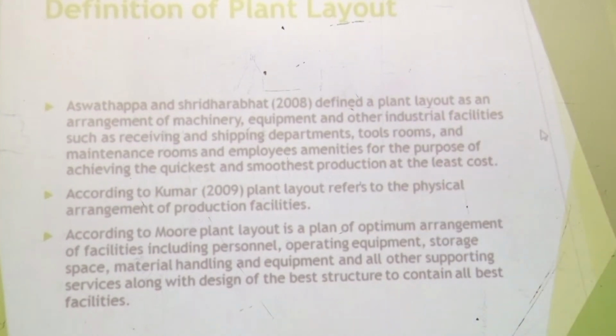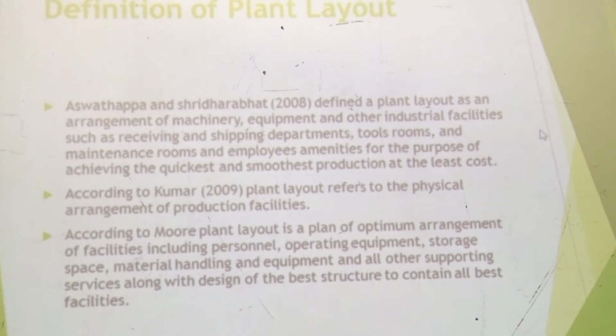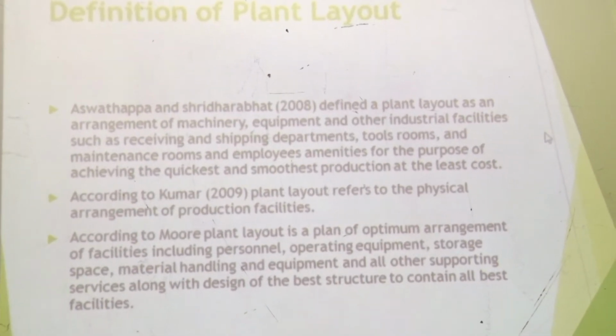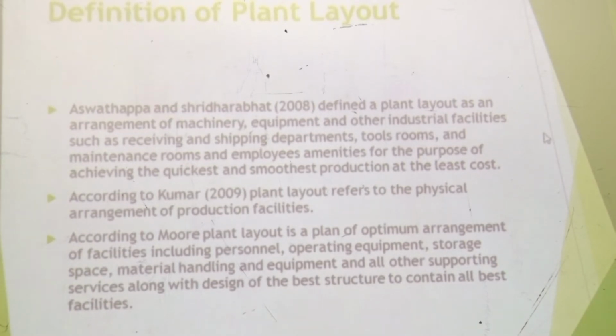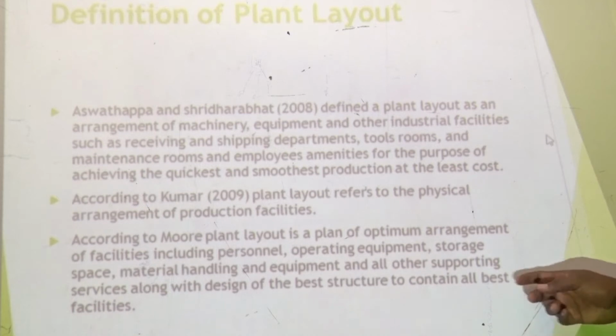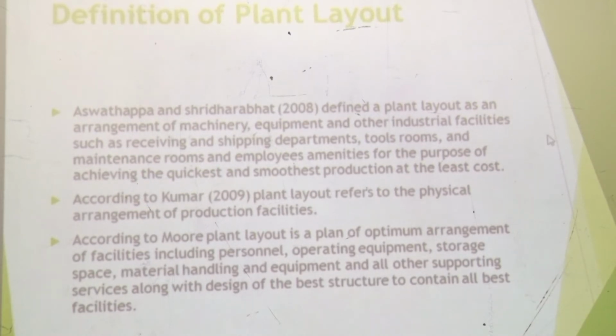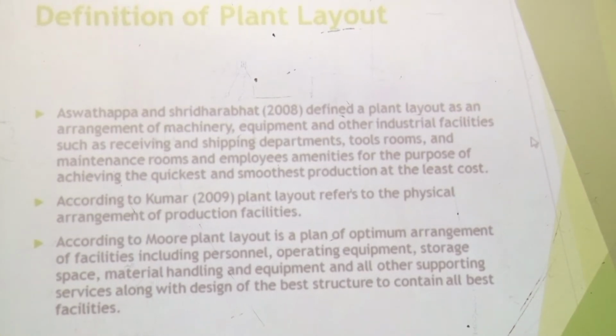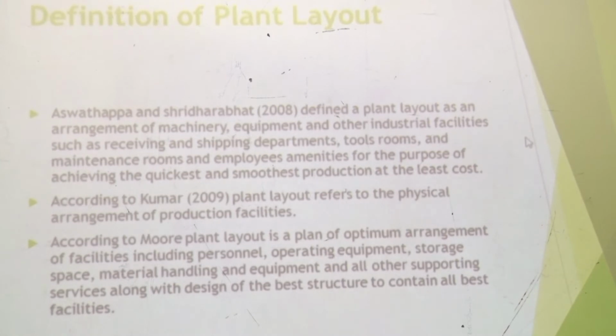According to Kumar, he also defined plant layout as the physical arrangement of production facilities. So production in any organization happens on a daily basis. So Kumar took a keen interest in ensuring the arrangement of the physical facilities within an organization. Therefore, plant layout is all about the arrangement of the production facility. The other definition by Moore said that plant layout is the optimum arrangement of facilities including personnel, operating equipment, storage space, material handling and equipment, and other supporting services.